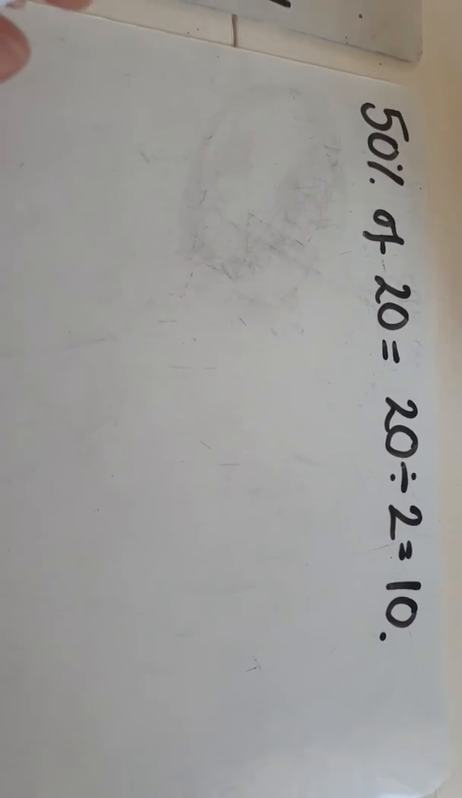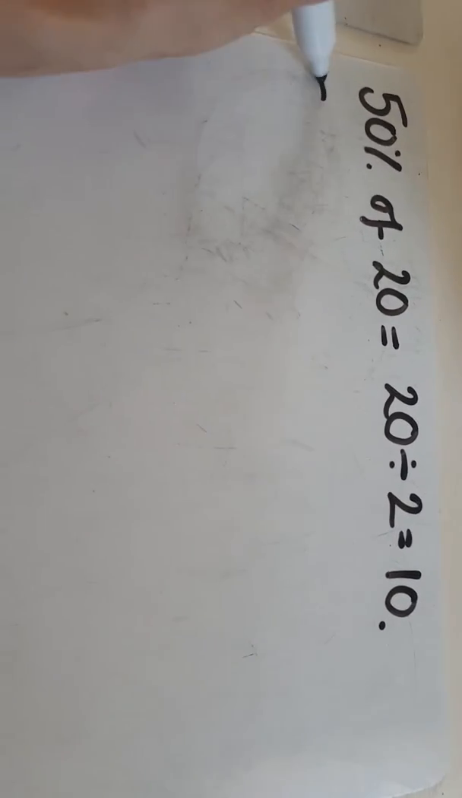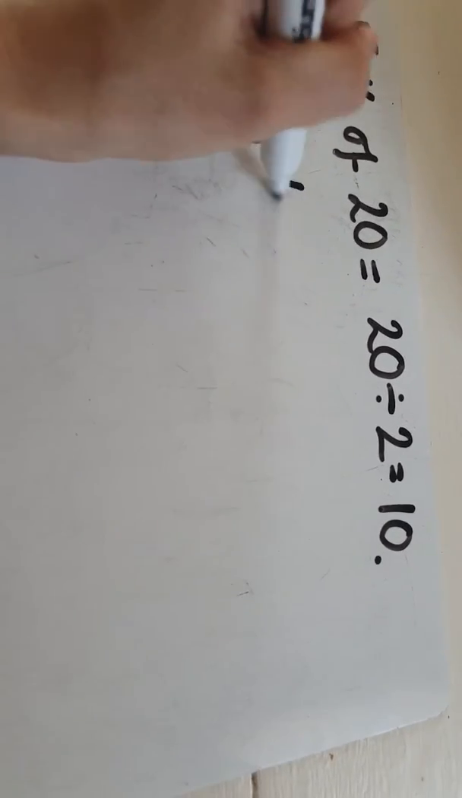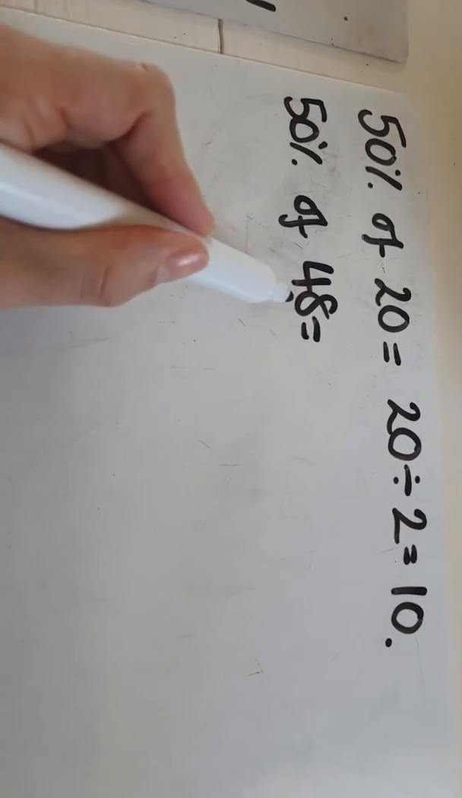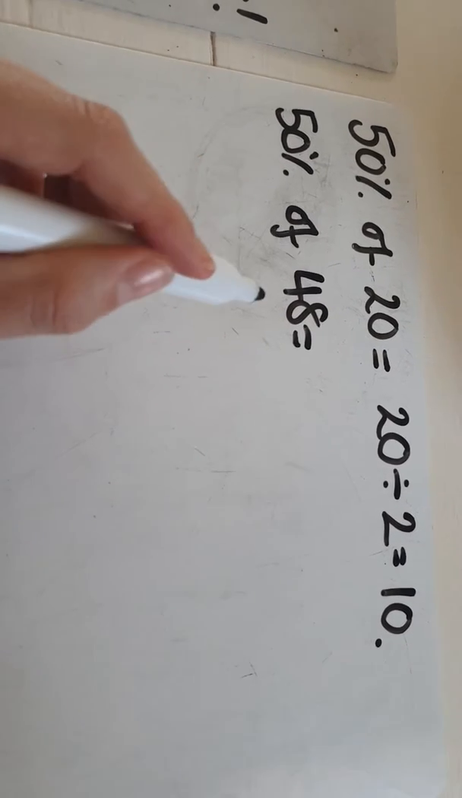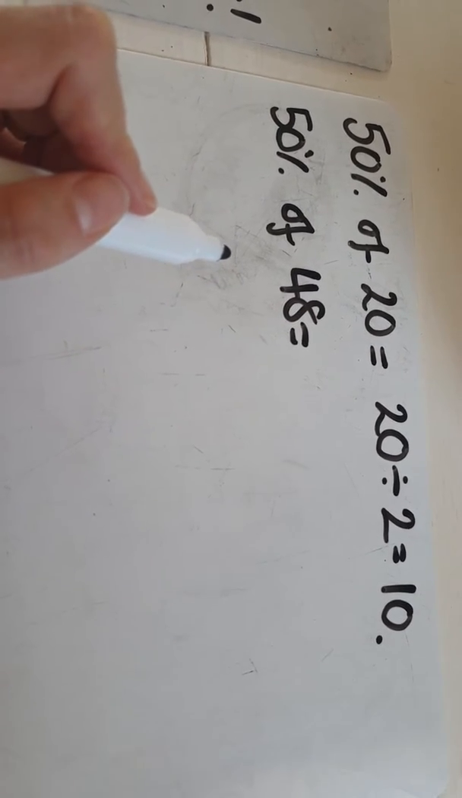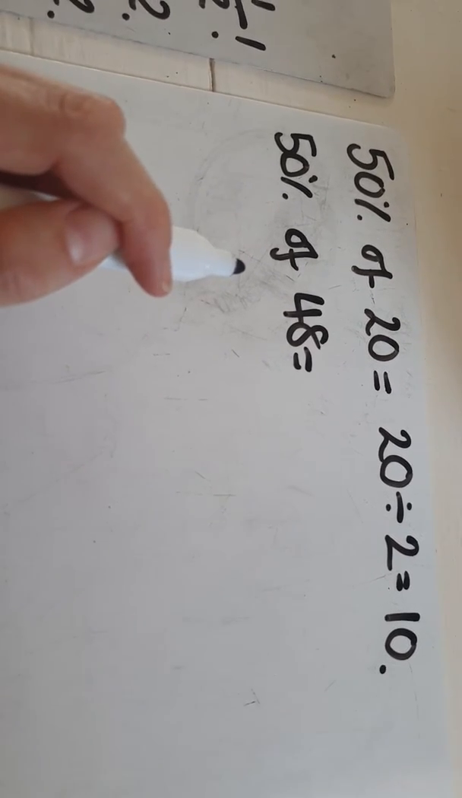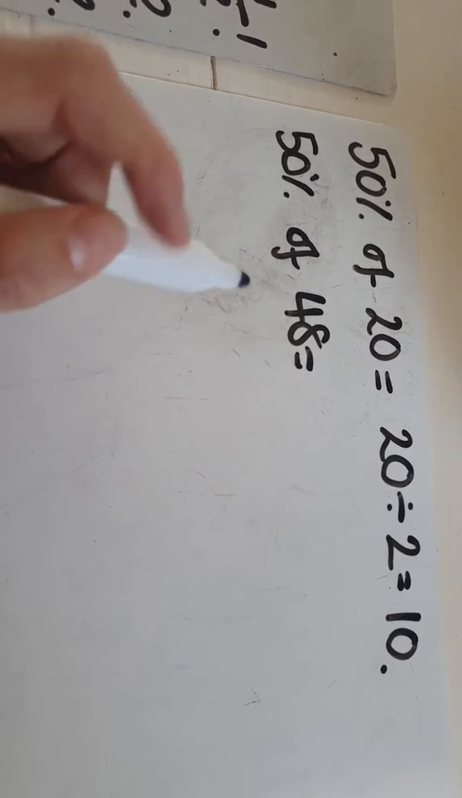Now, not all questions are going to be as simple as this. You might get a question where you have 50% of 48. Now, this is also quite a nice number because both of the digits are even. They are even numbers. So evens are 2, 4, 6, and 8, and a number ending in 0. Odd numbers are 1, 3, 5, 7, and 9.